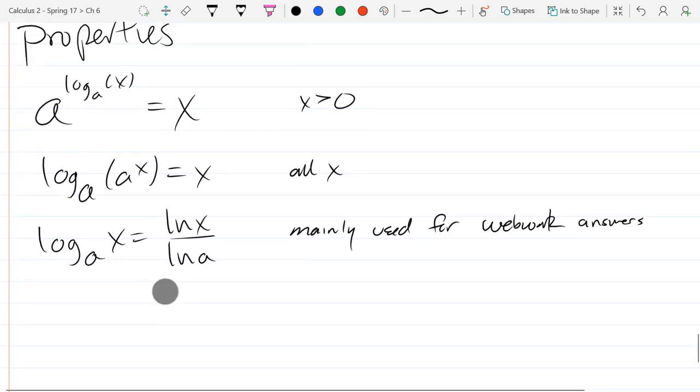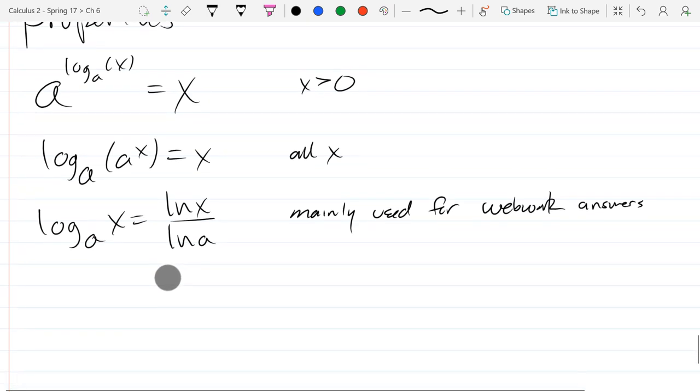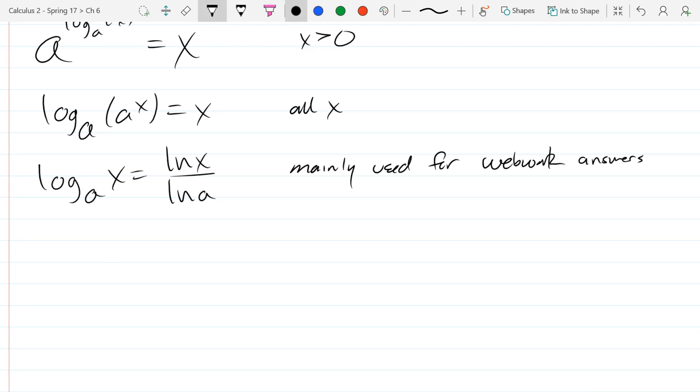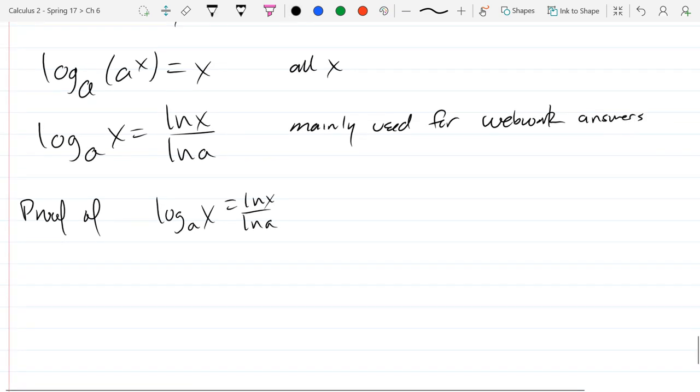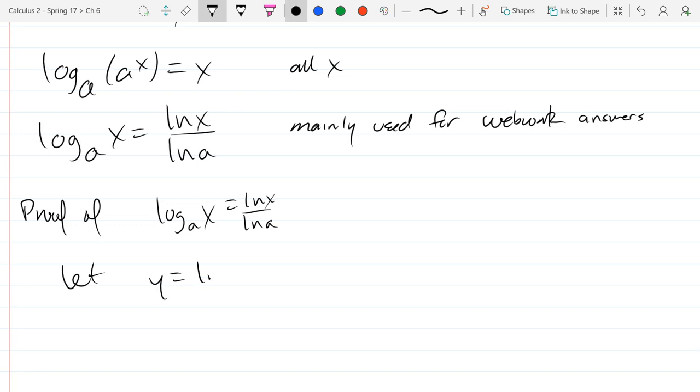We better take a derivative now and see why that works. Oh, we should prove that last one first. Why does that work? So we're going to prove this. We'll let y equal log base a of x. Flip this around to the inverse: a to the y equals x.